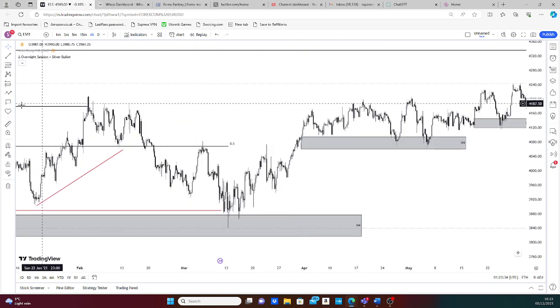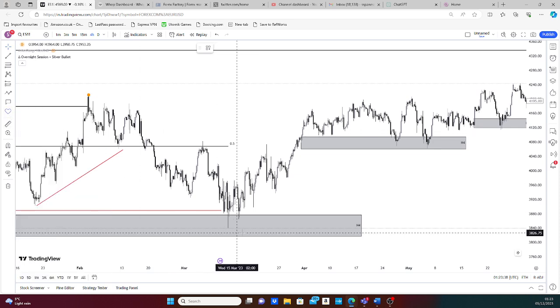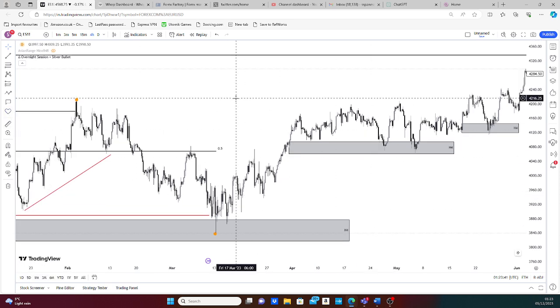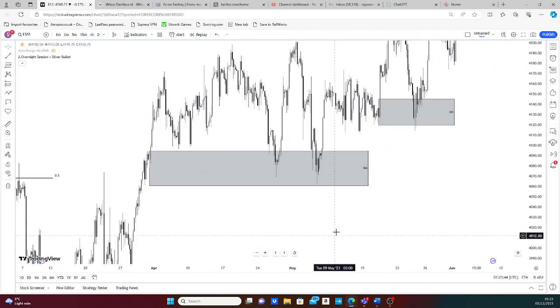So we've had another break of structure in this region over here. So this is going to be our high. This is going to be our low. And now we just continue on with the break. Now we can begin to dissect price again.